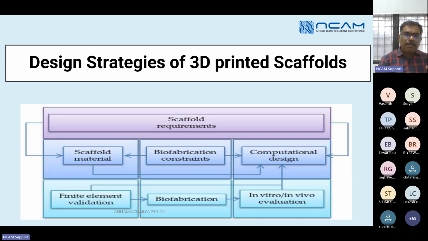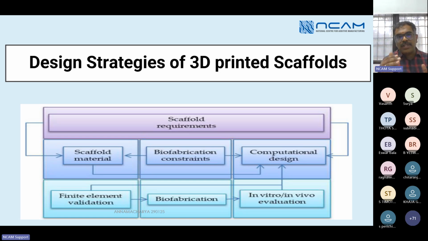There are so many constraints on the scaffolds, material and biofabrication, but the designer should know that if I design this, whether it can be printed in 3D printing or any other technique, and whether it has to be printed with this particular material. You have to consider the material perspective and the constraints on biofabrication, and then we have the computational design, and then we should also validate the final functional area where this 3D printed scaffold is being implemented.